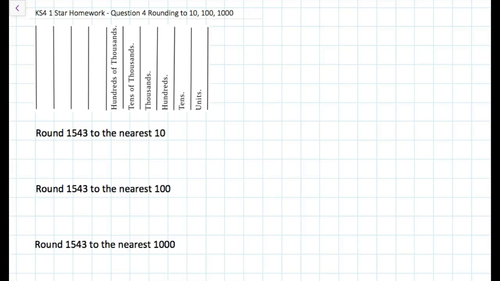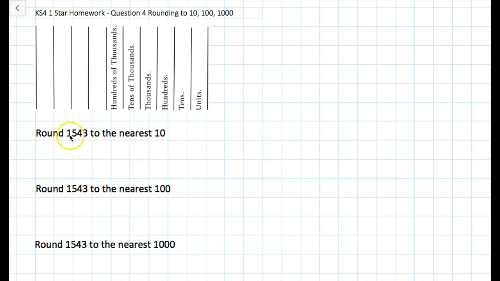In this video, we're going to look at rounding to the nearest 10, 100 and 1000. Now, it's really important to know place value when it comes to rounding. So we can see we've got units at the bottom as our smallest value, tens, hundreds, thousands, tens of thousands and hundreds of thousands. These are about all you're going to need to know for this type of question.